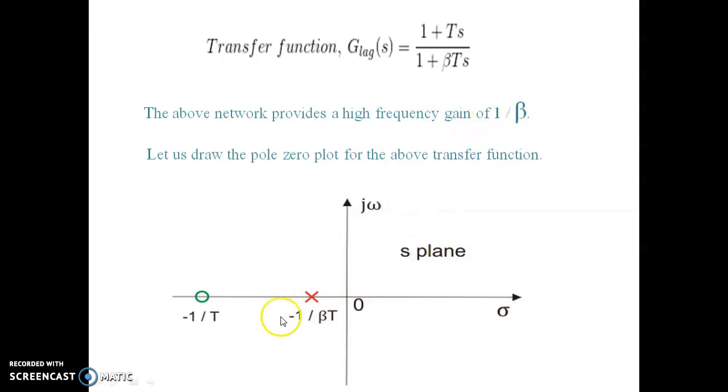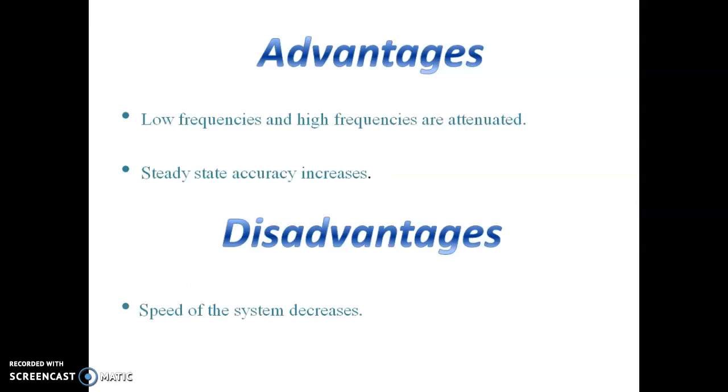So by drawing imaginary, this is the real part. Here you can see the pole is nearer to the origin as compared with the zero, right? So we can say lag compensation. In lag compensation, the pole is more dominating than the zero. Because of this, the lag network introduces negative phase angle to the system when connected in series. So what are the advantages that we are going to see in the next slide?